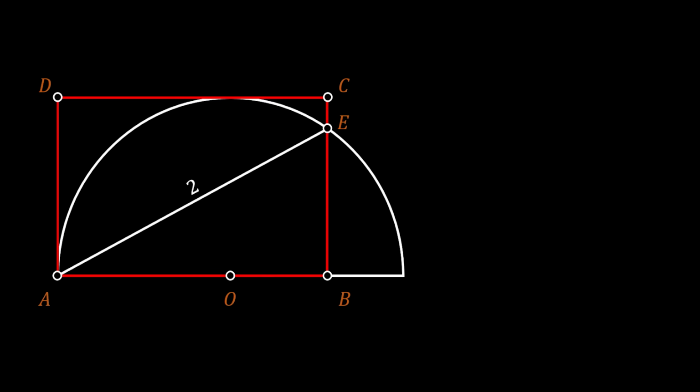Now, let's say that the length of our rectangle has the value of a, and the height of our rectangle has the value of b. If we slide the height of our rectangle to the point O, you can see that it also represents the radius of our half circle, so we can rotate it down.